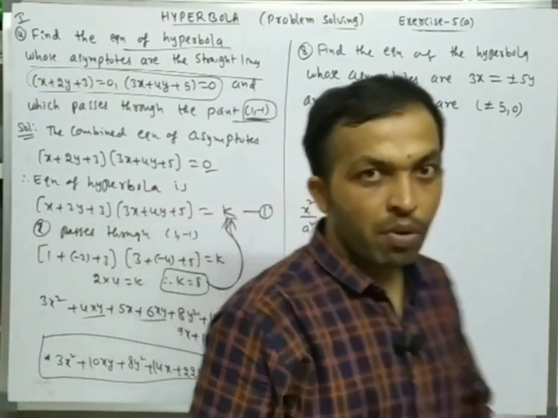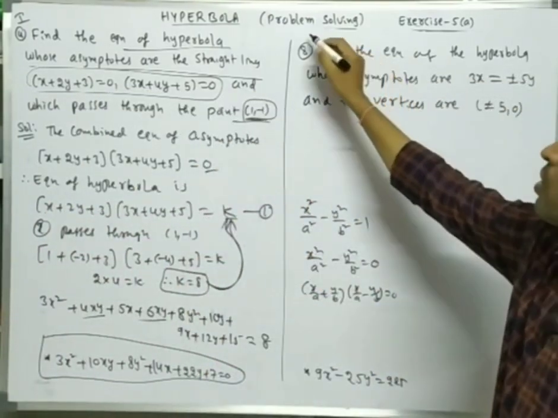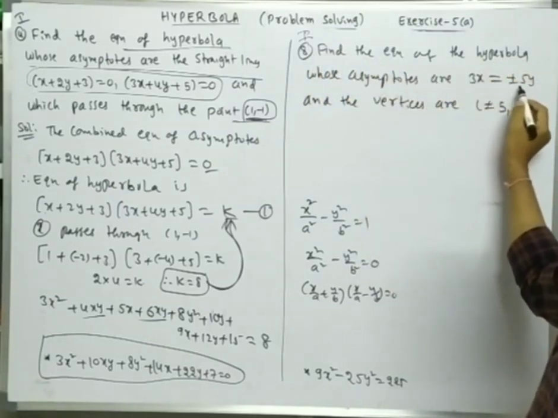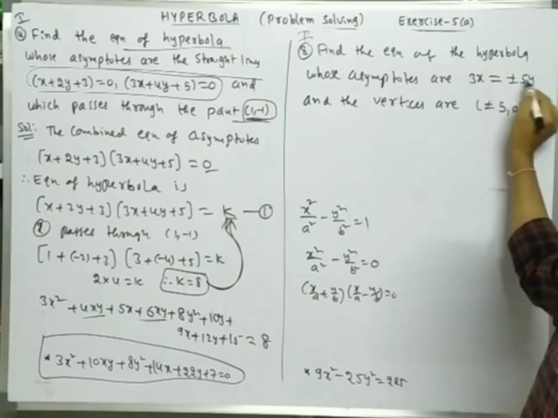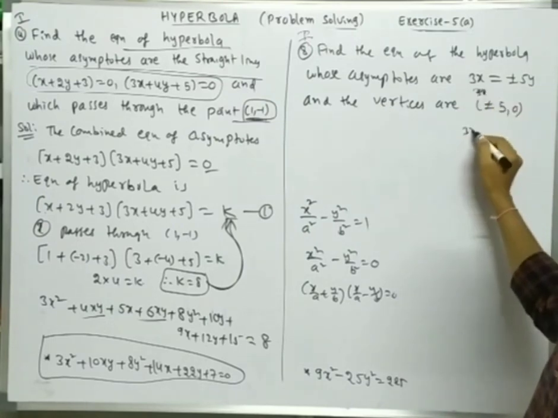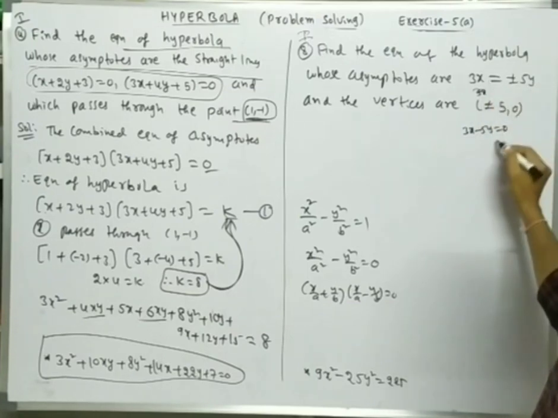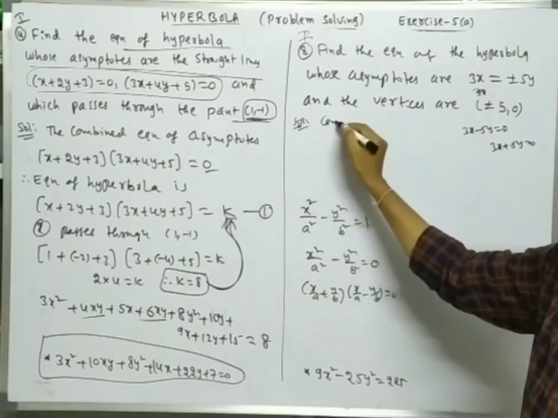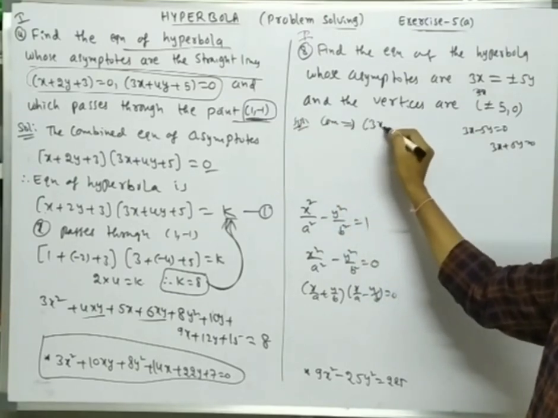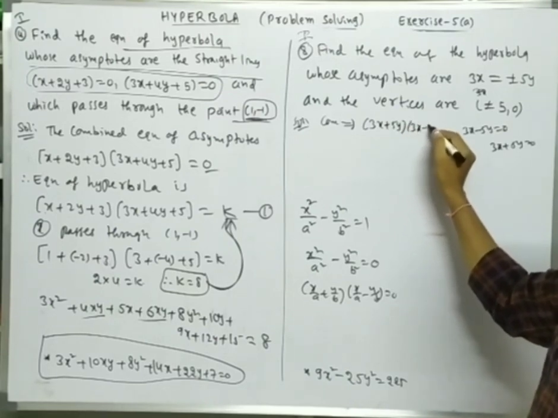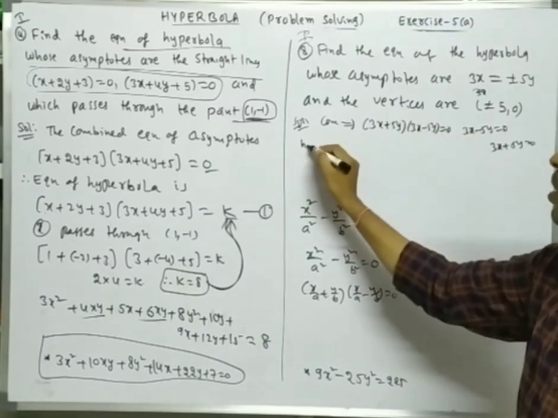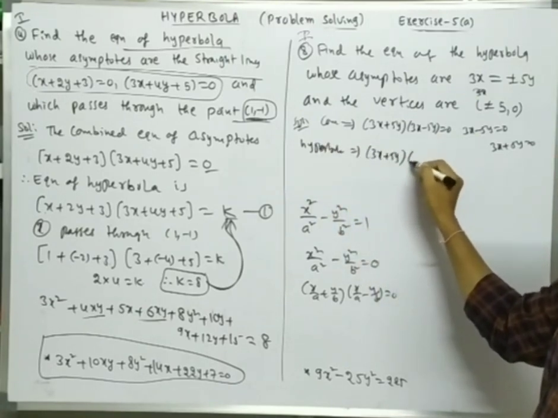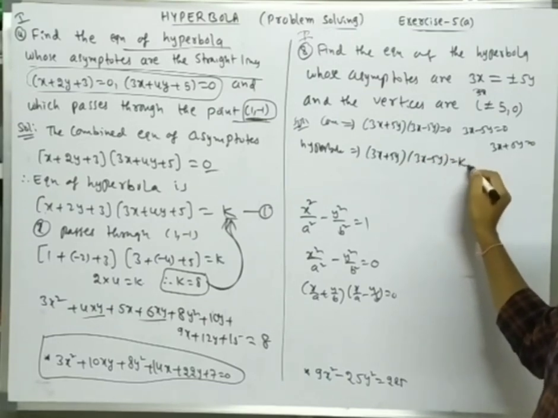A similar problem is also there in the first exercise, 8th problem. Find the equation of the hyperbola whose asymptotes are 3x = 5y, that means 3x minus 5y is equal to 0, and the other one 3x plus 5y is equal to 0, right? So what is the combined equation of asymptotes? (3x + 5y)(3x - 5y) = 0. Next, the equation of the hyperbola differs by a constant: (3x + 5y)(3x - 5y) = k, right?